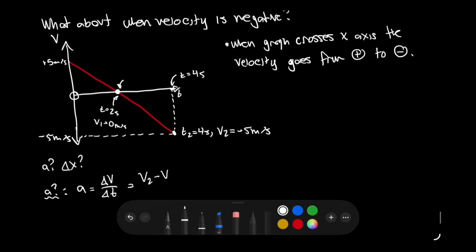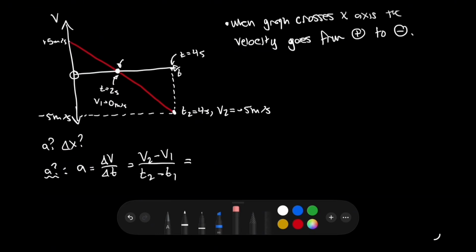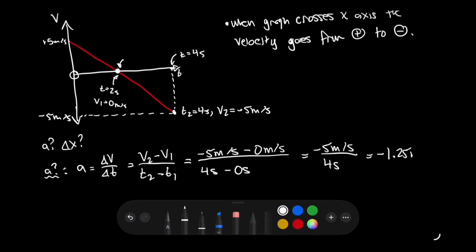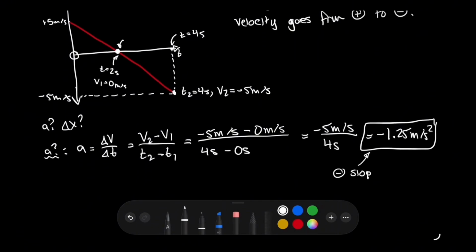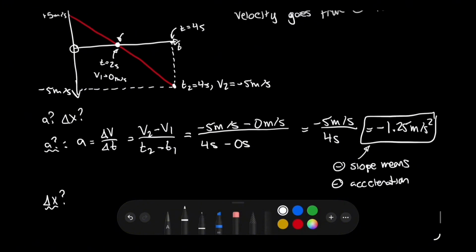Well, if we apply our acceleration equation to point 2, where v2 is equal to negative 5 meters per second, minus the velocity at point 1 here, where it crosses the x-axis, if we plug in these values here at these 2 points, we end up finding that the acceleration is negative. And this makes sense because the acceleration is represented by the slope. And in this graph here, we have a negative slope. So it makes sense that we have a negative acceleration.